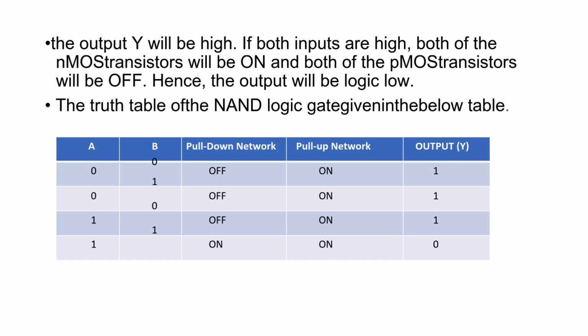This is the truth table for the NAND gate. If both inputs are 0 0, then the pull down network will be off, the pull up network will be on, and the output will be high. If both inputs are 1 1, then the pull down network will be on, the pull up network will be off, therefore the output will be 0. If either one input is 0, then the output will be high.